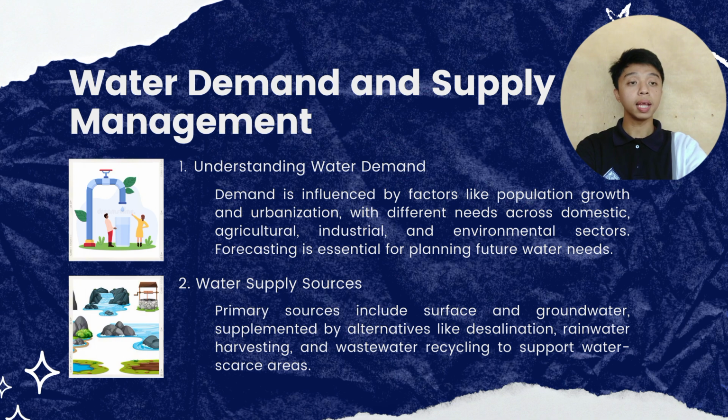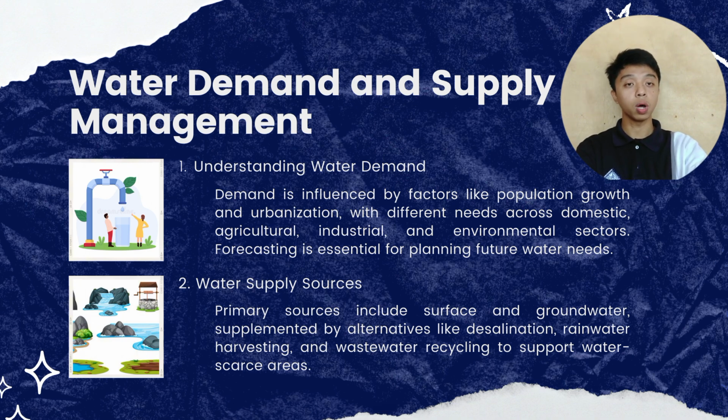For water demand and supply management, first is understanding water demand. Water demand depends on things like population growth and city expansion with different needs for homes, farms, and industries. So predicting future demand helps us plan water systems and also avoid shortages.